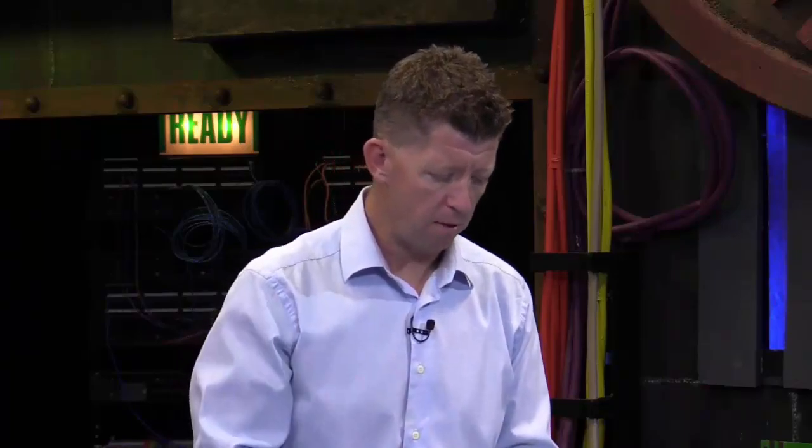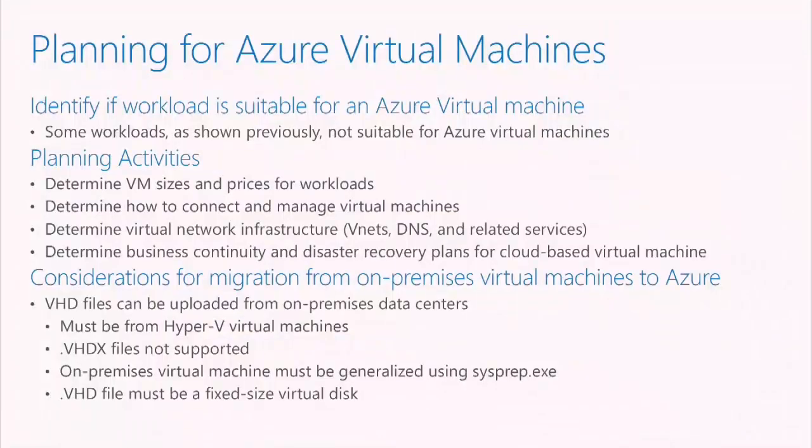If we're thinking about doing a migration, there are some things we want to keep in mind. If we're going to upload the virtual machine, convert it to a VHD, we have to generalize it using sysprep. If it's a running virtual machine that's already in our environment, it has to be sysprepped before it can go into Azure. Now, in many cases, that's going to prevent you from doing that migration if you're running an application that, for example, cannot be sysprepped.